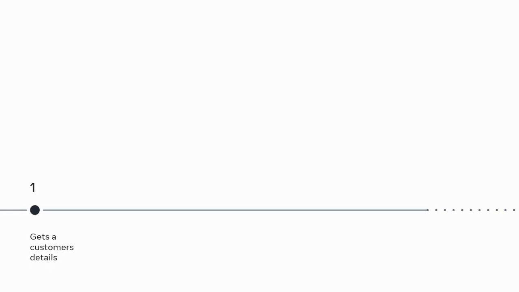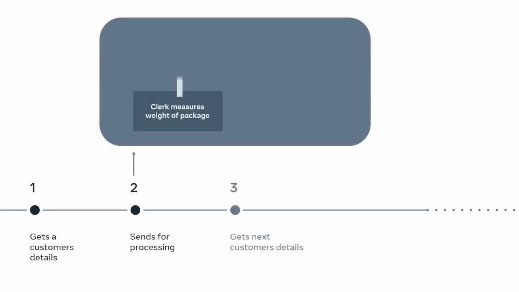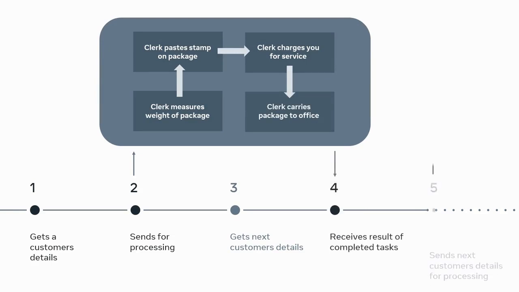Since JavaScript is not at all equipped to multitask, a way to go around this issue is as follows. First, JavaScript gets your details. At the same time, it calls a clerk to measure the weight of the package. Then, JavaScript calls yet another clerk to paste some stamps onto the package, another clerk to charge you for the service, and yet another clerk is called to carry the package to the back office, allowing JavaScript to take care of the next customer. Essentially, this delegation of duties is what's referred to as asynchronous JavaScript.